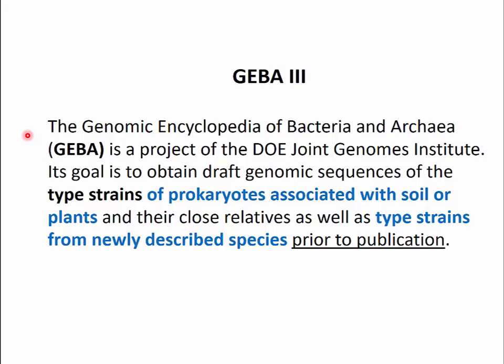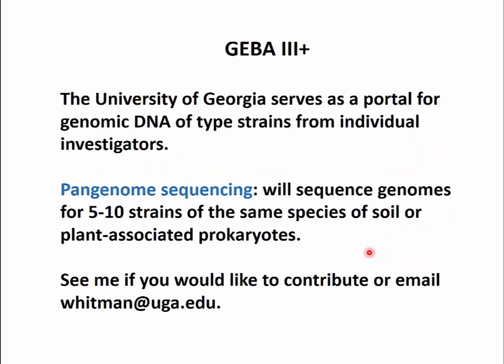Now I bring this up because I'm participating in something called the Genome Encyclopedia of Bacteria and Archaea 3, and this is a DOE Joint Genome Institute project to obtain draft genome sequences of type strains of prokaryotes associated with soil and plants, and their close relatives, as well as type strains from newly described species prior to publication. And so we also have a second project I've called GEBA 3+, where we'll sequence pangenomes of 5 to 10 strains from the same species from soil or plant-associated prokaryotes.